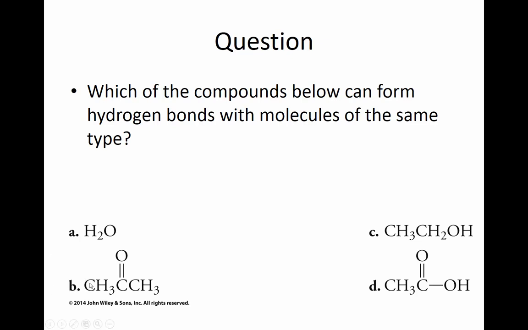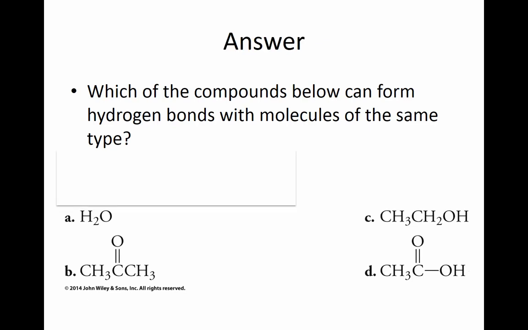So the only one that cannot form hydrogen bonds with a molecule of the same type is this ketone here. And so it's pretty much everything except B is the answer for this.